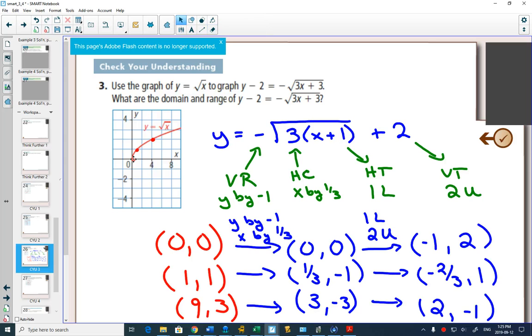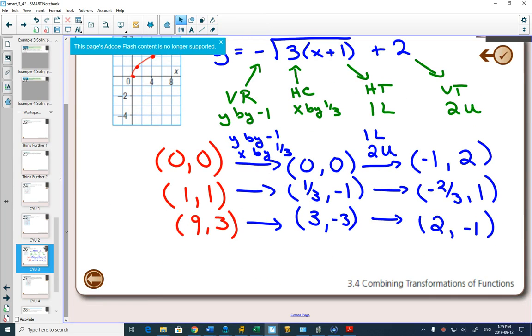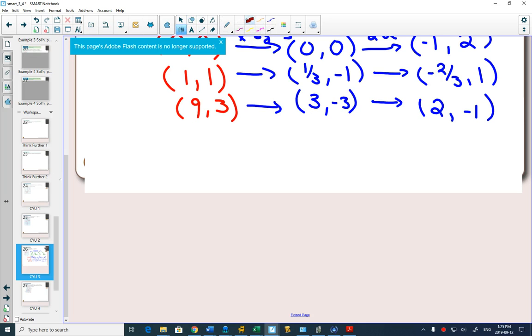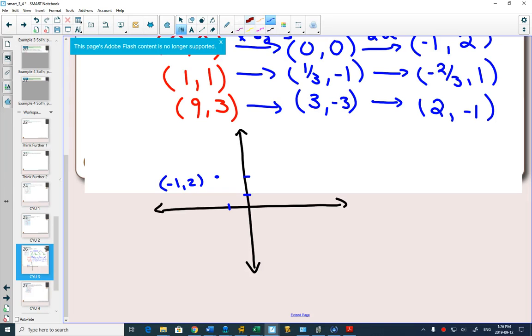Now that we have our new points, we can draw those points. So I've got (-1, 2), (-2/3, 1). Here I'm just going to estimate where -2/3 is. And finally (2, -1).